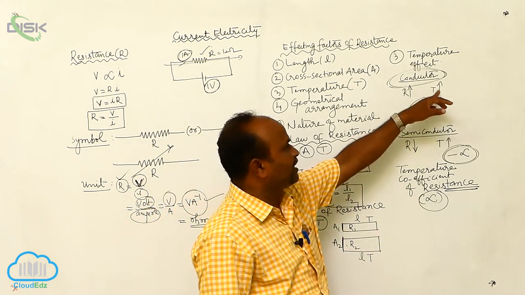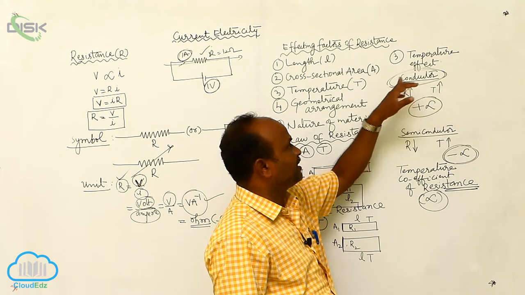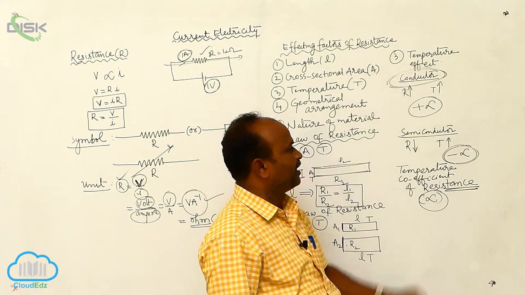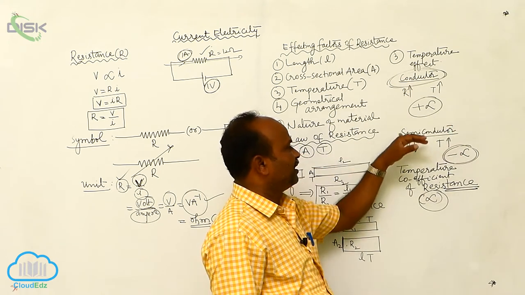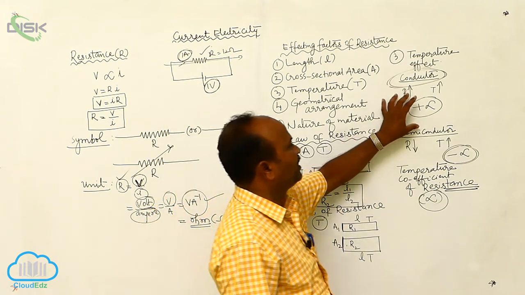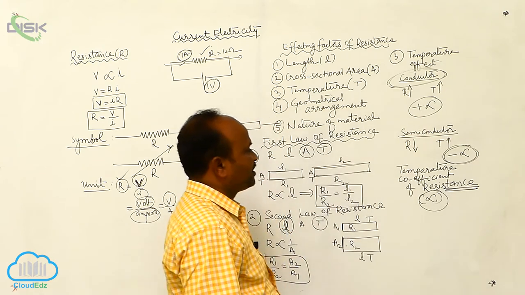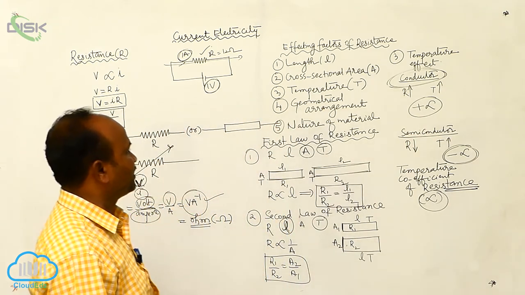Therefore, in the case of conductors, as the temperature is increased, resistance is increased. In the case of semiconductors, as the temperature is increased, resistance is decreased. In the case of conductors, the temperature coefficient of resistance is positive. In the case of semiconductors, it is negative.